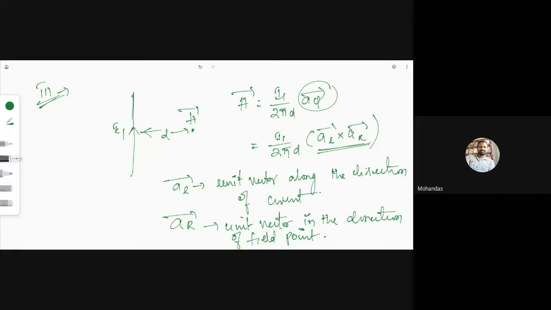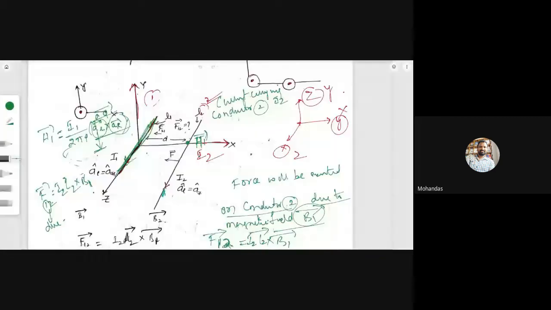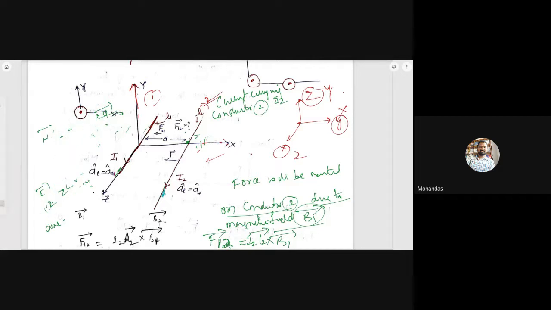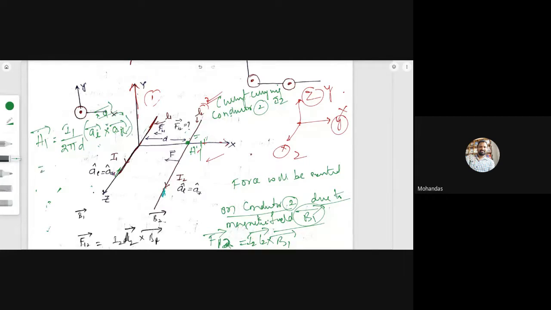Now apply this formula for this conductor here. Now apply it to this conductor. Will you apply it? Now tell me, I want to calculate H1 here at a distance of d. H1 equal to, what is this current? I1 by 2 pi d. Distance is d. AL cross AR. Tell me here, what is the AL in this case?